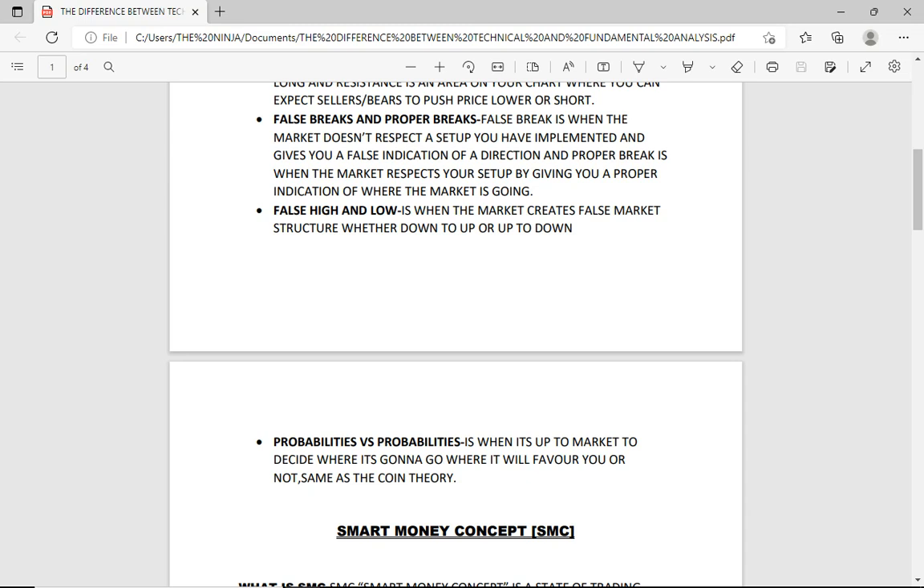A false low means you find that the market rejected where it was going down, then came back up, and we were expecting sellers. We were expecting the market to go down, but it just turned all of a sudden and went up. That's the false low. Then the false high is the market going up, then turning all of a sudden and going down. So we were expecting a higher high, but then the market rejected the price.